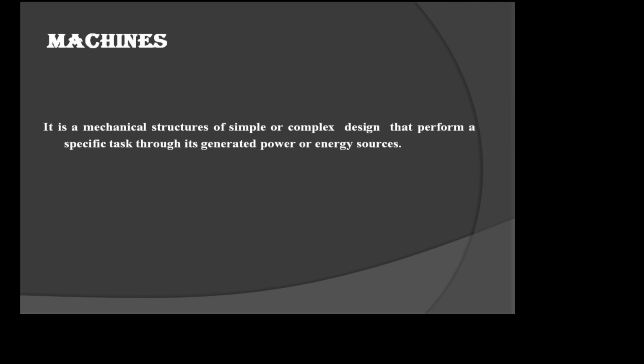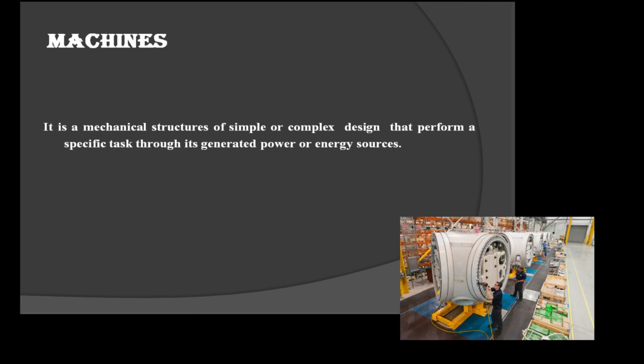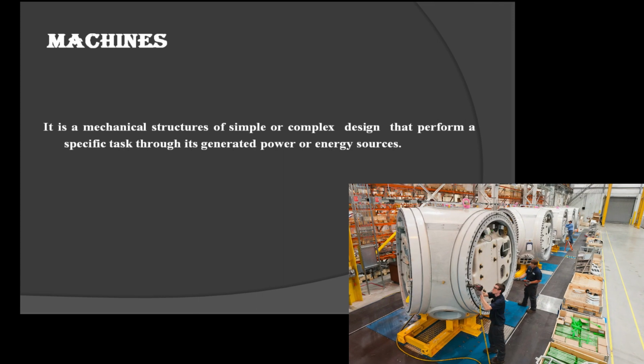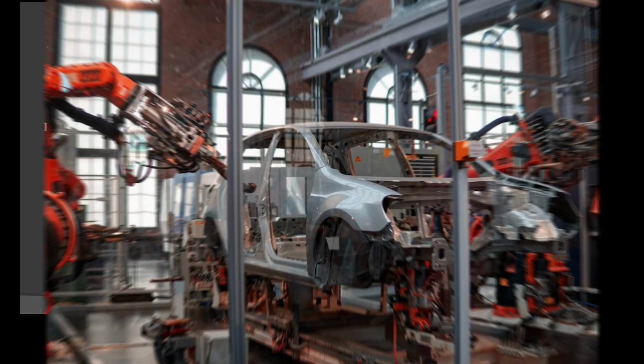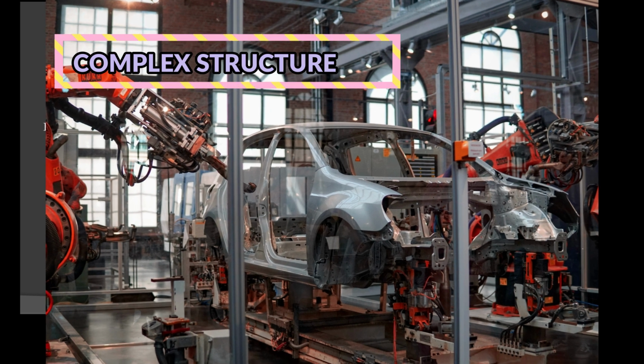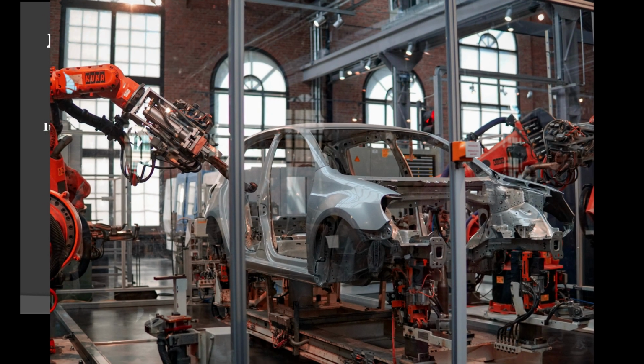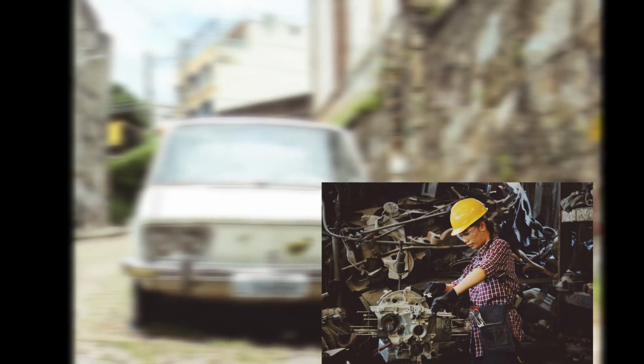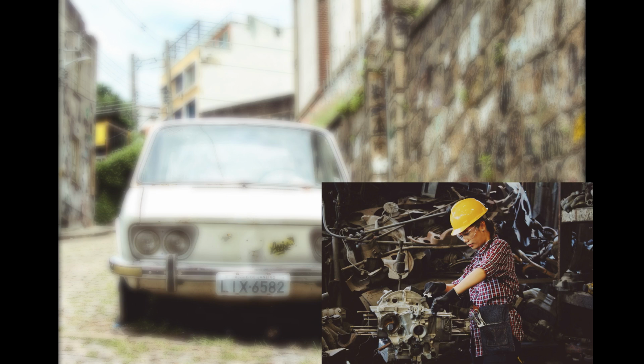Machine. It is a mechanical structure of simple or complex design that performs a specific task through its generated power or energy source. With increasing modernization, it also comes with a joint structure of electrical and electronic devices to perform more complex tasks. Such an advanced structure is also termed machinery. Due to these features, the installation of the type of machine in any industry depends on its purpose and specification.